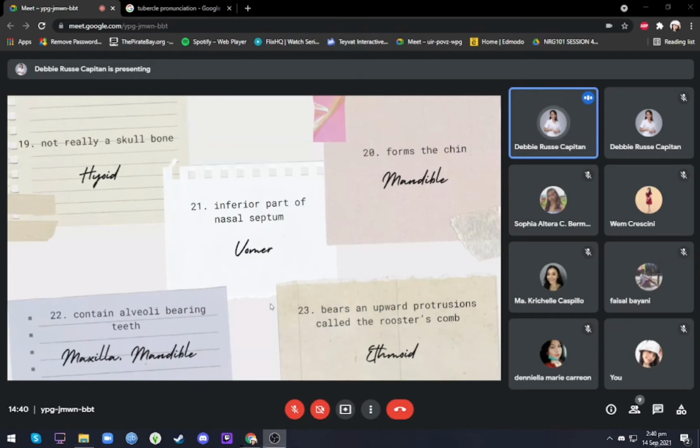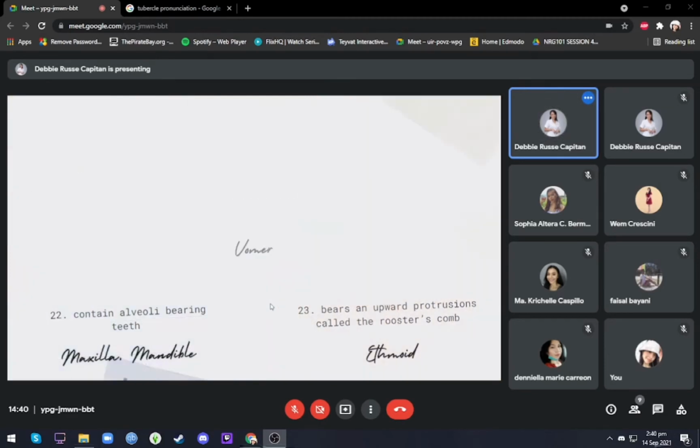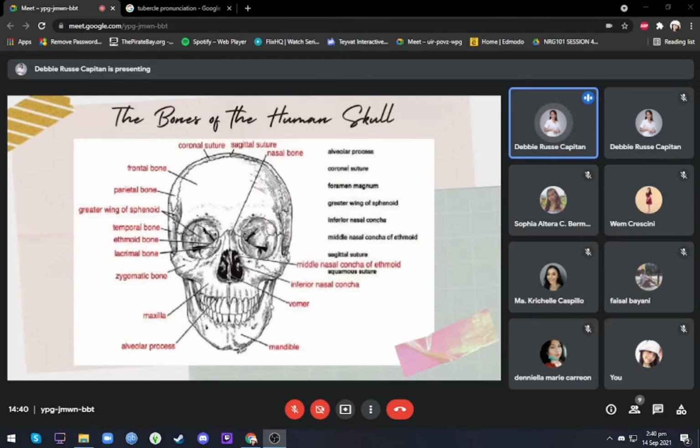Number 21, inferior part of the nasal septum, the vomer. Number 22, contain alveoli bearing teeth, the maxilla and the mandible. Number 23, bears upward protrusions called the rooster's comb, the ethmoid. So let's proceed to the bones of the human skull.